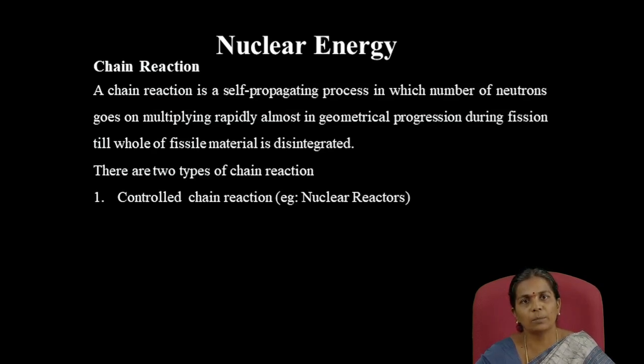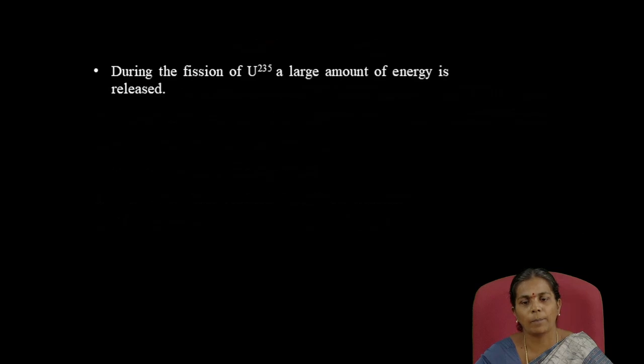So there are two types of chain reaction. They are controlled chain reaction and uncontrolled chain reaction. The controlled chain reaction occurs in a nuclear reactor, and the uncontrolled chain reaction occurs in an atom bomb.